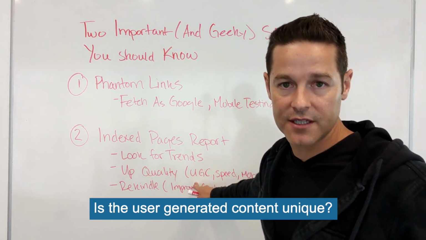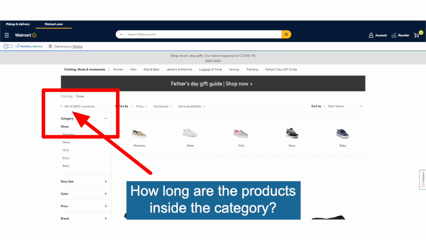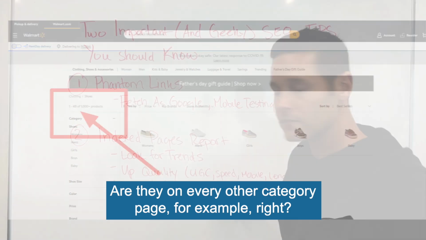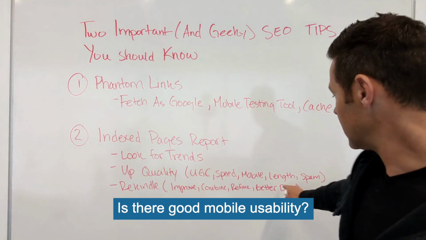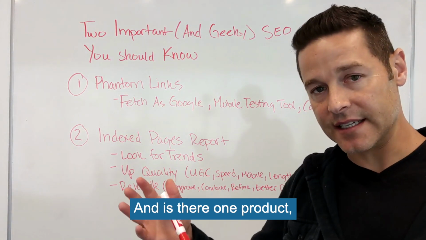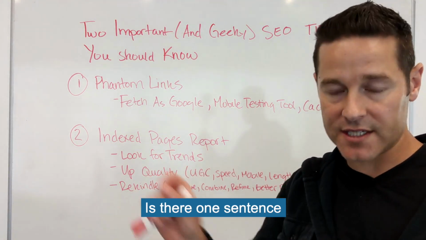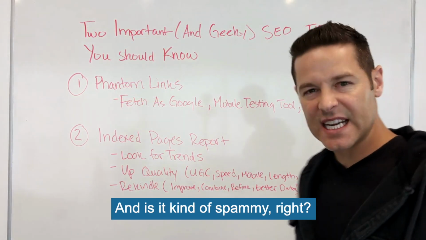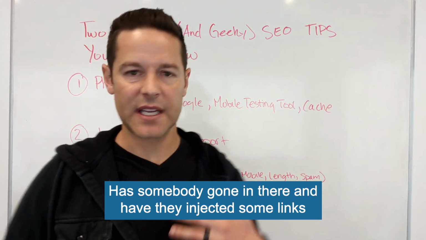Is the user-generated content unique? How long is the category? How long are the products inside the category? How many are in there? Are they unique? Are they on every other category page, for example? What's the page speed there? Is it mobile friendly? Is there good mobile usability? What's the length of the content? Is there one product, or is there 35 unique products? Is there one sentence, or is there 800 words of great information on that individual post? And is it kind of spammy, right? Has somebody gone in there and injected some links or done something like that?